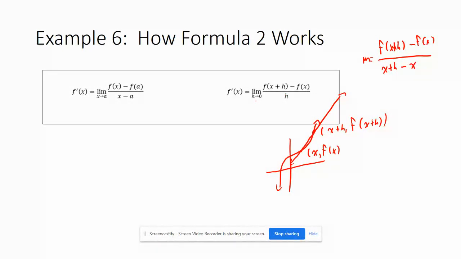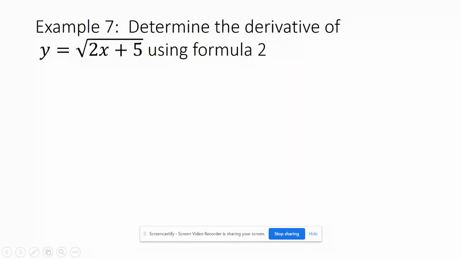And the reason why this limit is h approaches 0, how do I make this point approach this point? Well, if this h starts to approach 0, that means this x plus h is going to approach this value of x over here. Okay, so this is how formula 2 works.